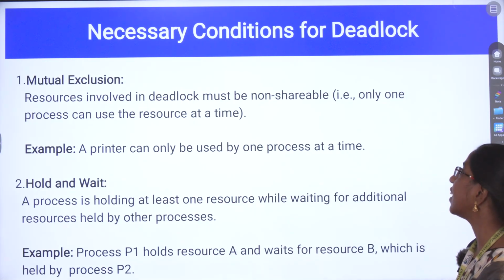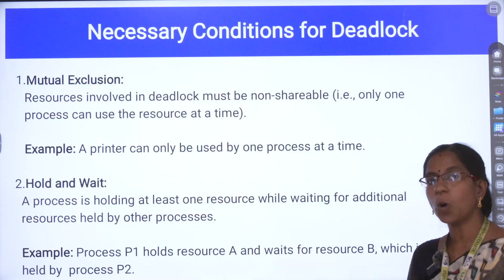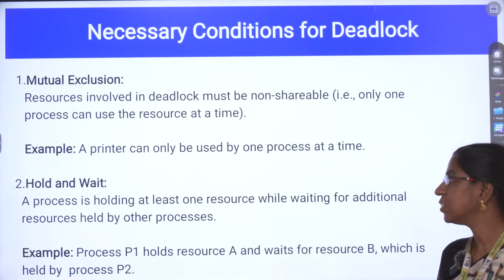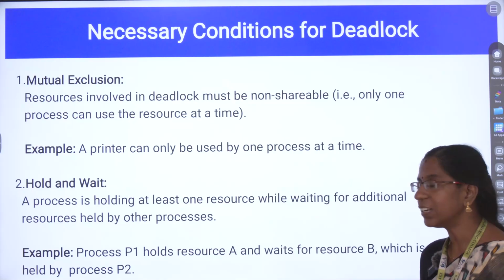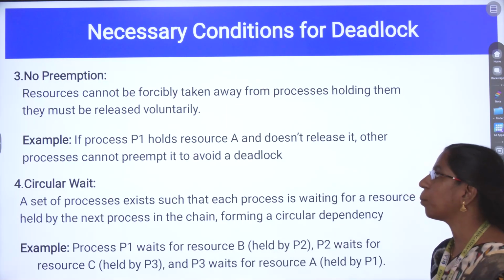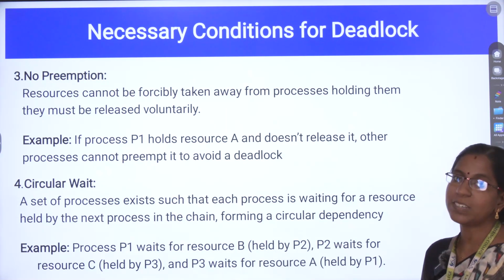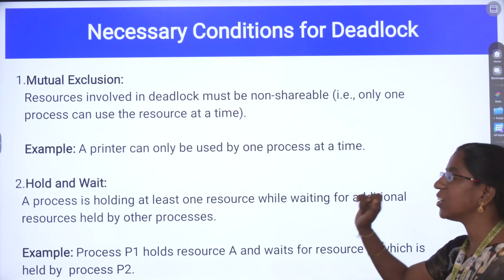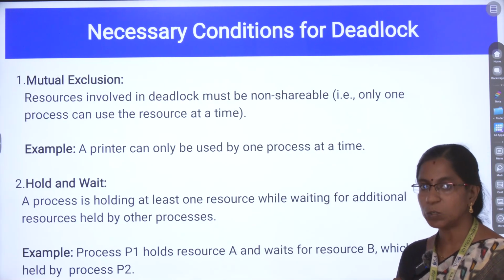Next, the necessary conditions for deadlock. There are four conditions for deadlock. First, mutual exclusion. Second, hold and wait. Third, no preemption. The fourth, circular wait. Now we can discuss them one by one. First, mutual exclusion.